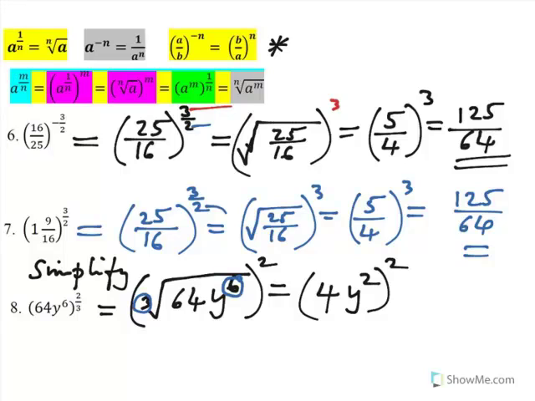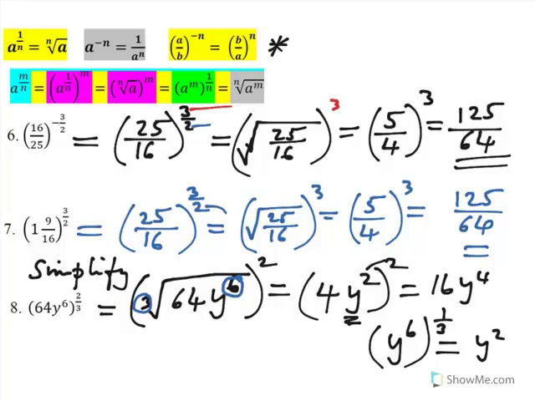If you want, you can look at it this way. It's y to the power of 6, and cube root means power of a third. 6 times a third, or 6/3, is 2. So that's where the y squared comes from. If we square the 4, we get 16. If we square the y squared, 2 times 2 is 4, and that would be the answer.